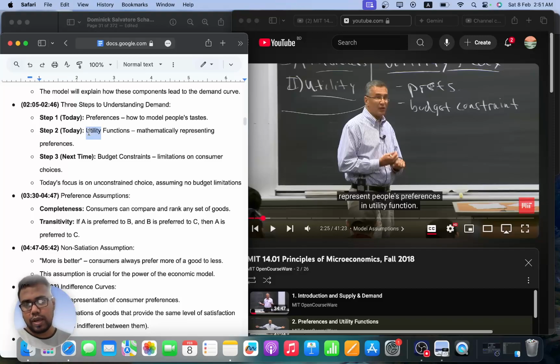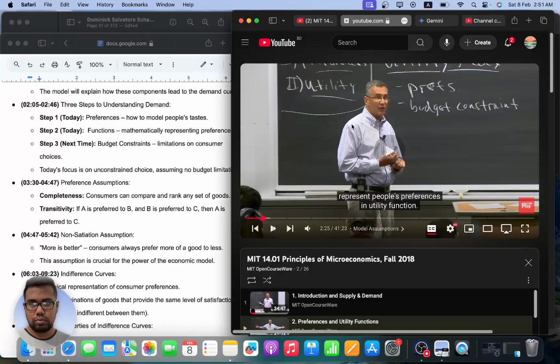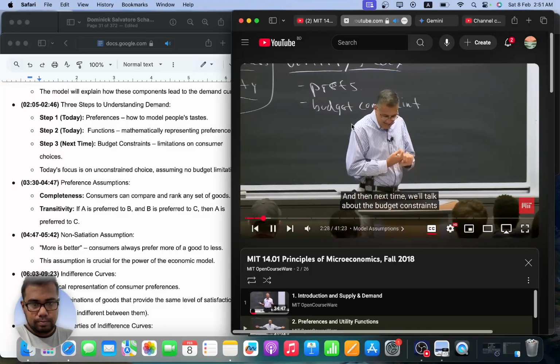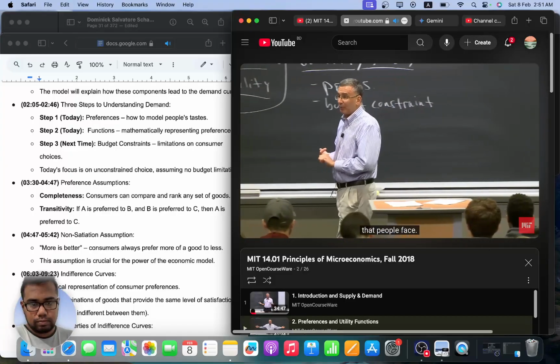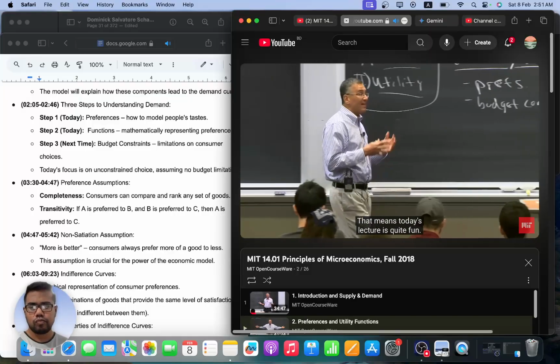And then you have number 3, which is budget constraint, and not subject to today's lecture. Function. We'll do that today as well. And then next time, we'll talk about the budget constraints that people face. So today we're going to talk about the max demand. Next time we'll talk about the budget constraint. That means today's lecture is quite fun.